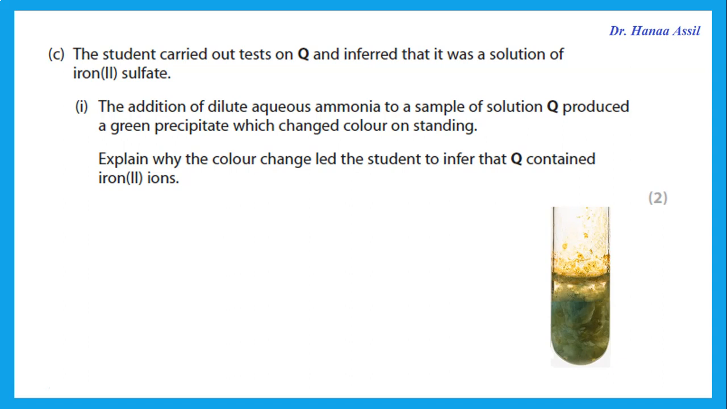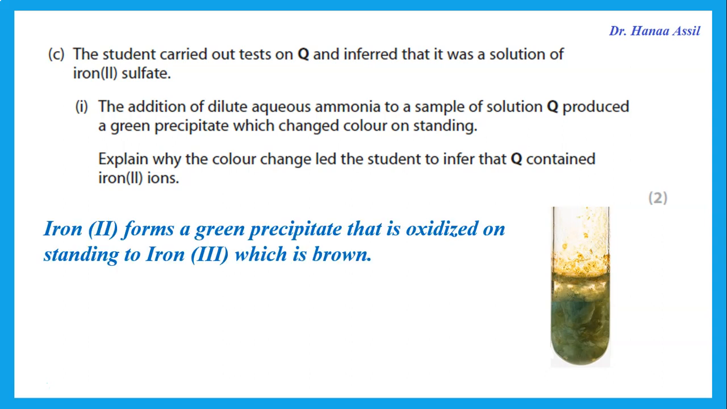That is because when you have iron 2 it forms a green precipitate, and then if we leave it to stand, it reacts with oxygen in the air and becomes oxidized to iron 3. So what we see is that the green precipitate on the surface becomes brown. So that's what he means by changing color. And why did it become brown? Because the iron 2 was oxidized by oxygen in the air to iron 3.